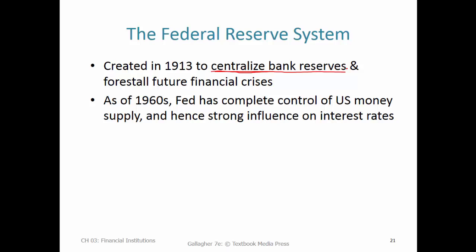And as the issuer of our money, they have strong influence on interest rates, because if the Fed speeds up the rate of money growth, they can put downward pressure in the short run on interest rates. That might actually create inflation and put upward pressure on interest rates in the long run.